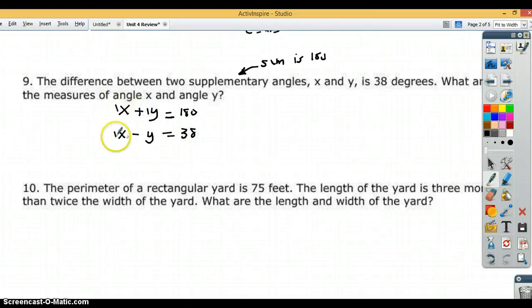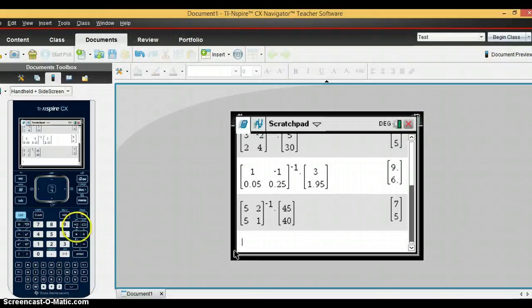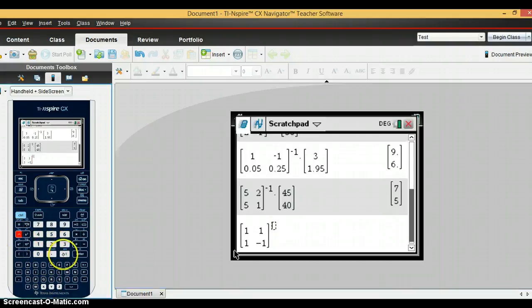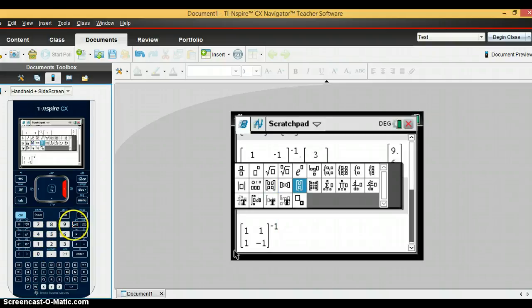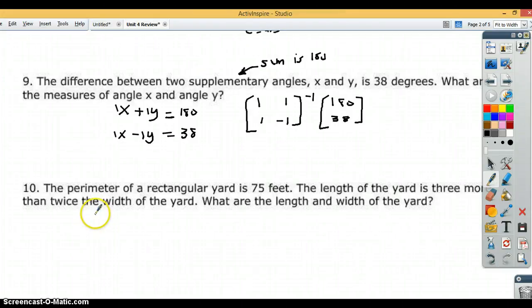So that's 1, 1, 1, negative 1, right? So we would have the inverse of 1, 1, 1, negative 1, times the 180, 38. Alright, so we want our 2 by 2. That's 1, 1, 1, negative 1, raised to the negative 1. And then we want our 2 by 1, which is 180, 38.